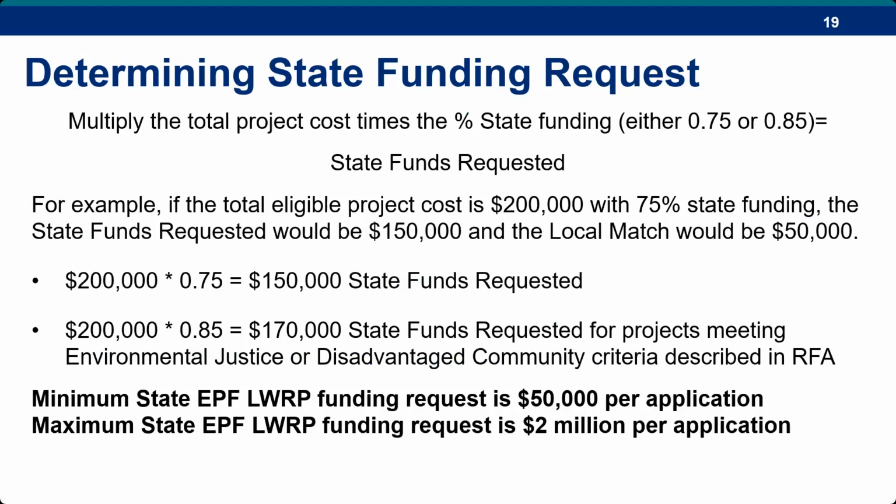For most projects, this will be 75%. However, as I mentioned previously, for projects located in areas that meet the environmental justice and disadvantaged community criteria described in the RFA, this would be 85%. Then to calculate the local match, just take the total project cost and subtract the state funds requested. For this solicitation, the minimum state assistance request for EPF LWRP grant funding per application is $50,000, and the maximum state assistance request is $2 million. Applications requesting under $50,000 in grant funding will be disqualified and will not be scored.